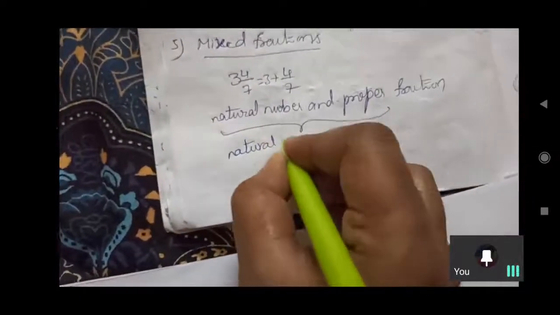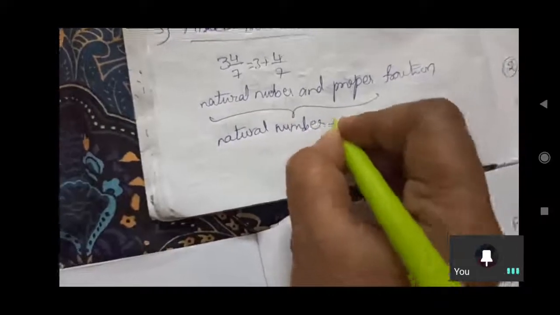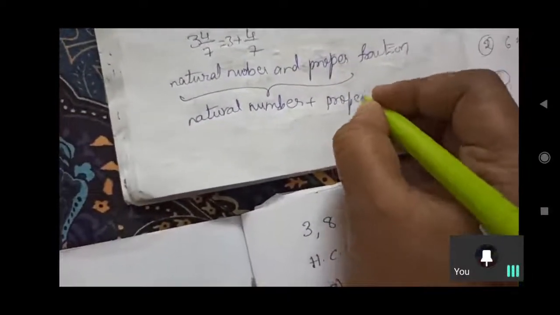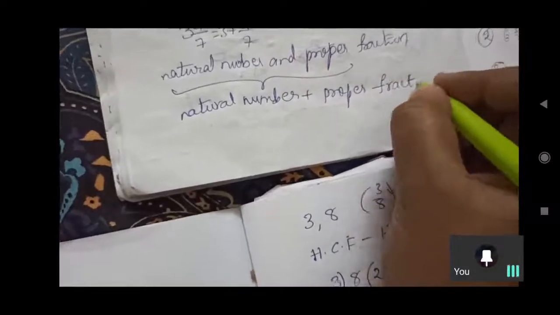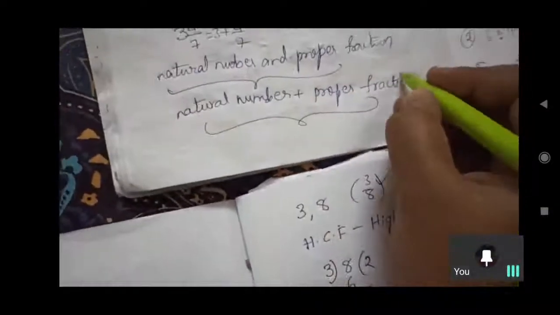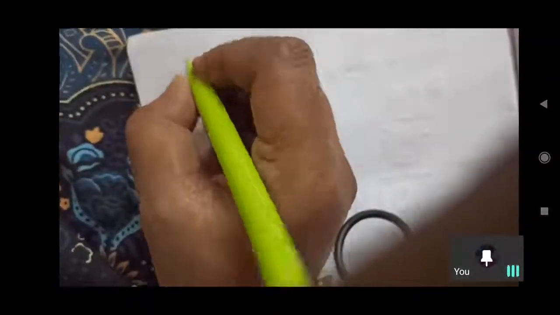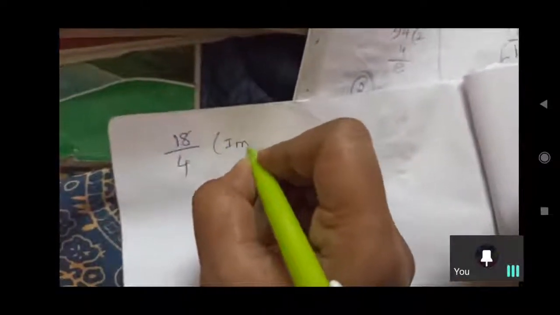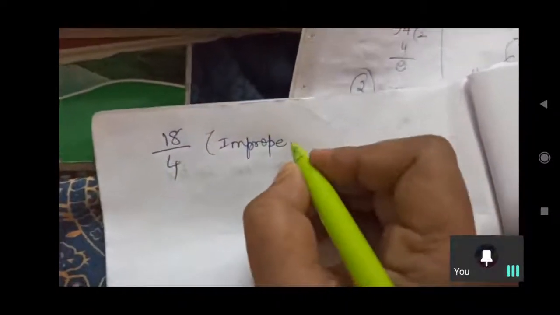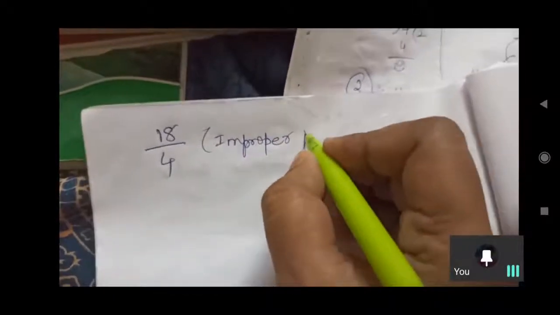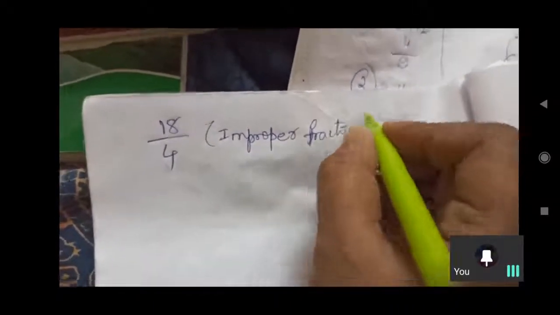Natural number plus proper fraction. We can write these improper fractions as mixed fractions. So mixed fraction means natural number plus proper fraction. If we consider an improper fraction first, improper means numerator is greater than denominator. 18 by 4, so this is an improper fraction. Why is it improper? Numerator is greater than denominator. This one I want to make as a mixed fraction.